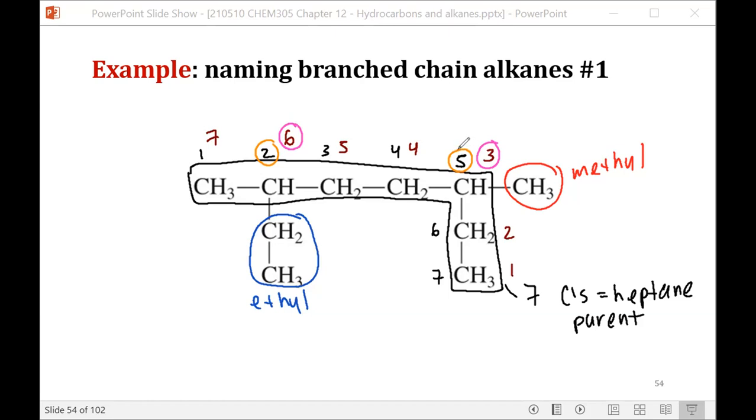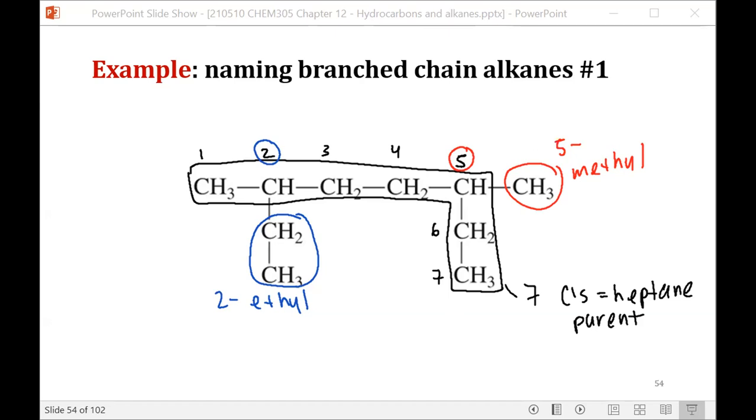If you add those together, that equals 7. Versus if I did 3 and 6, if I add those together, that equals 9. So my lowest possible numbering is the one where I have substituent groups at carbons 2 and 5. So let's get rid of the one that I'm not going to use. Okay, I can even color code these. So my methyl group is at carbon number 5, and my ethyl group is at carbon number 2. So I'm going to have 2 ethyl, and I'm going to have 5 methyl.